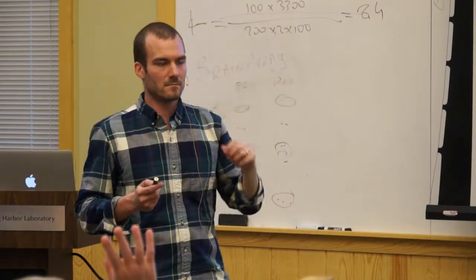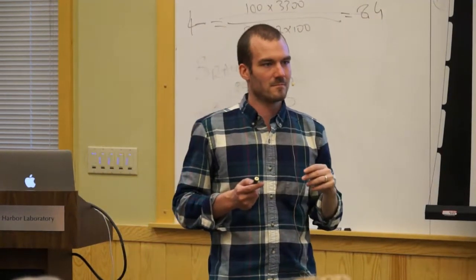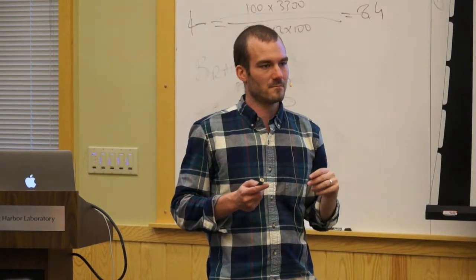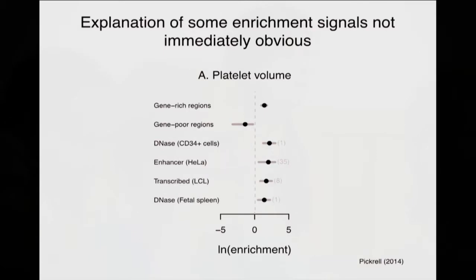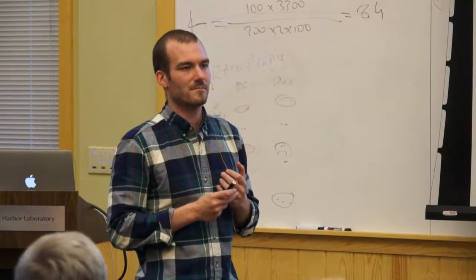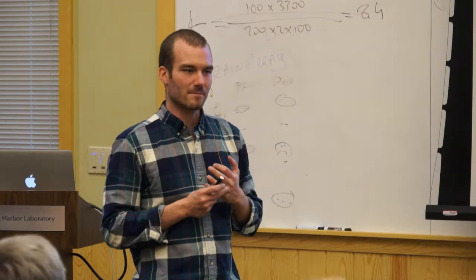So there might actually be 34 others that might be better in this list than the fetal spleen DNase. But they're not correlated with fetal spleen. They're correlated with enhancers in HeLa cells. But they might have been better in the model than one of these other variables on their own. Yeah, that's right.